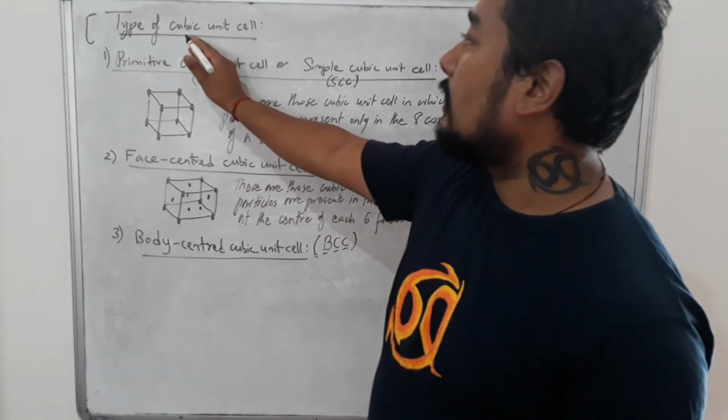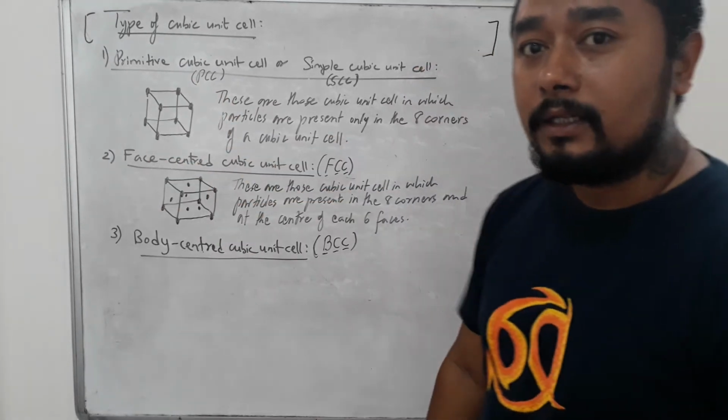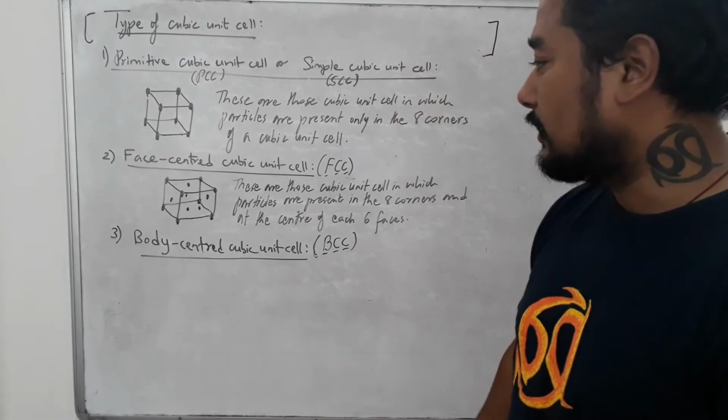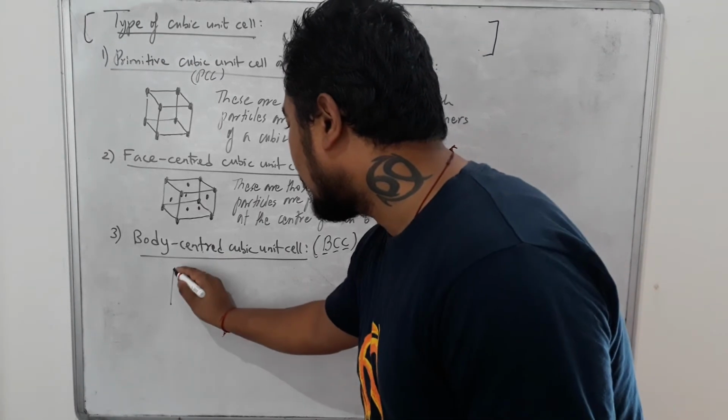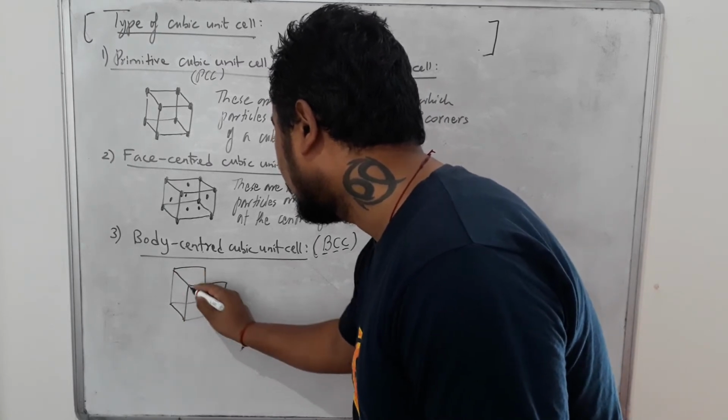So as I said, there are 3 types of cubic unit cells. So far I have discussed primitive and face center. Now we will go with body center cubic unit cell. Before I describe this, I would like to show you the picture again. This is for the body center. So I am making a rough cube for you.